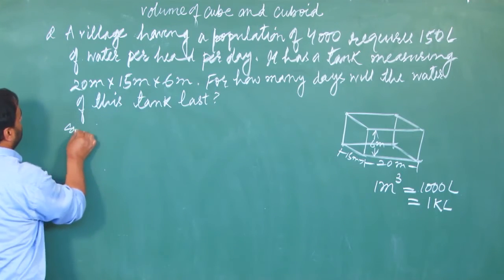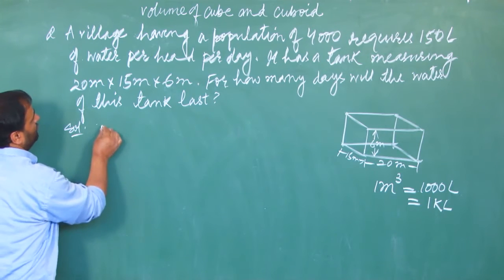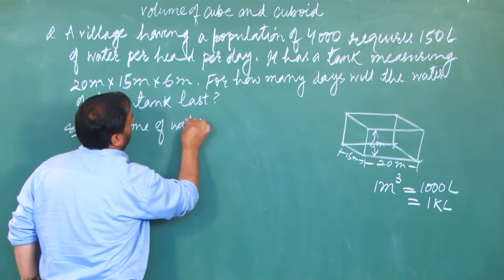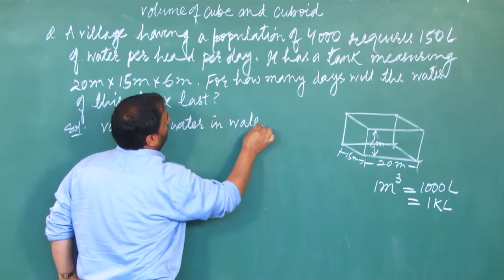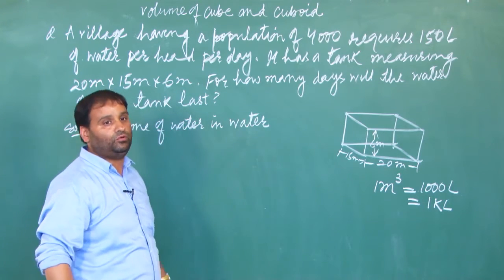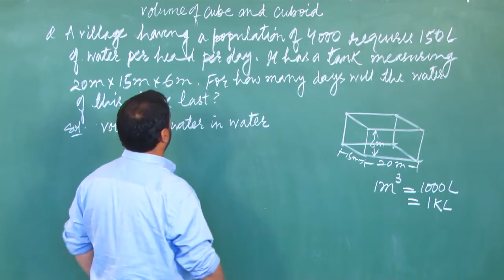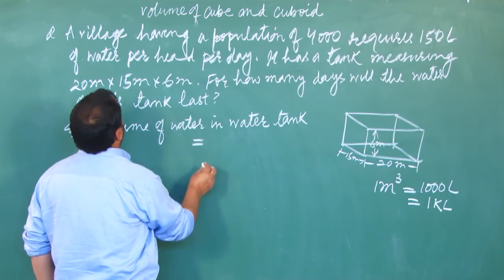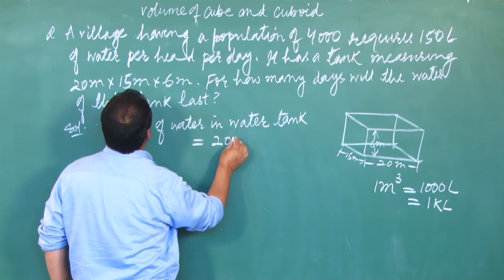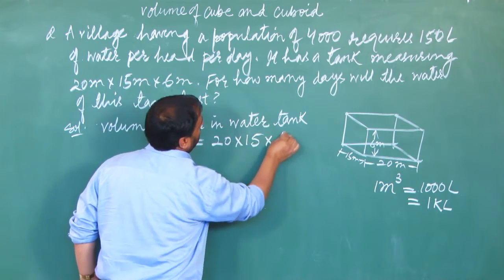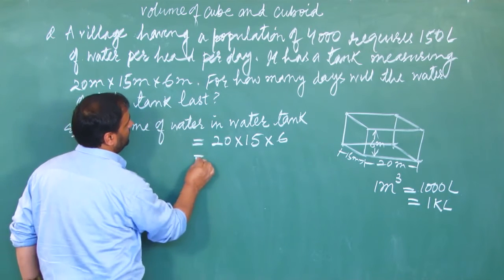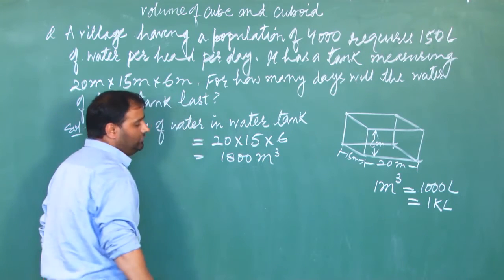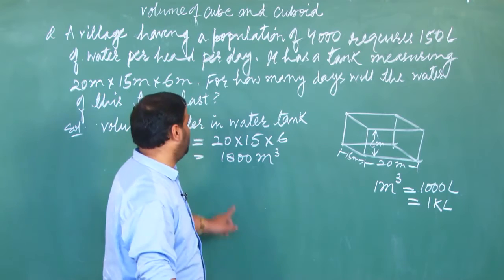So, to solve that question, let's first find out the volume of the water tank. Volume of water in the water tank is the same as the volume of the tank. So, volume of water in the water tank is equal to length into breadth into height. The length, breadth and height have the same units, so while calculating, we do not need to put the units there. It's 20 into 15, 300 into 6, 1800 meter cube. So, the capacity of the tank is 1800 meter cube.